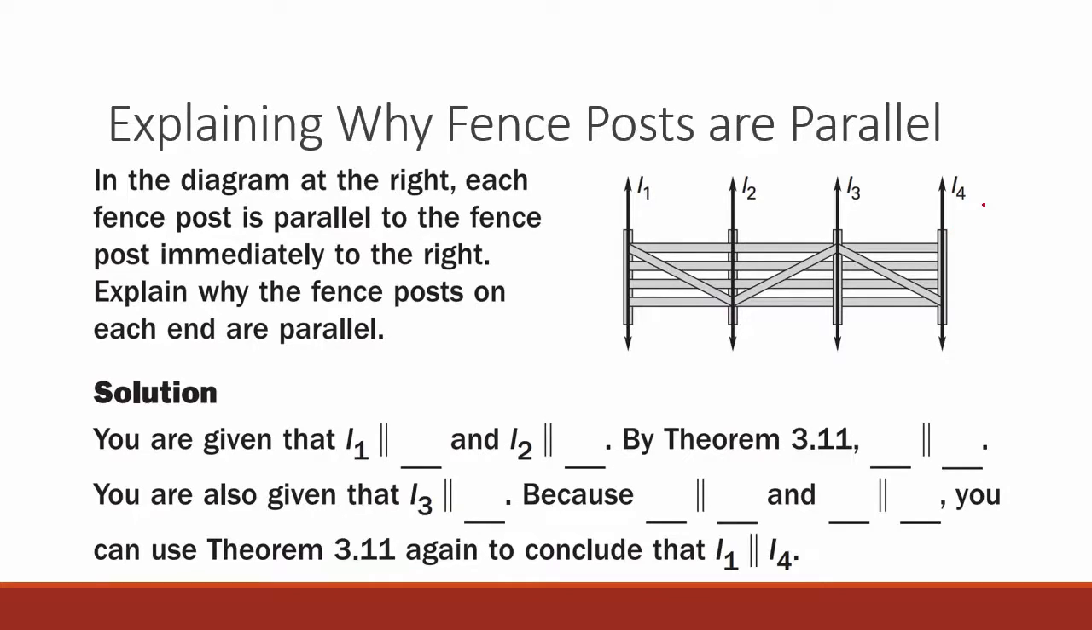So you're given that line 1 is parallel to line 2, and line 2 is parallel to line 3. By theorem 3.11, we can say that line 1 is parallel to line 3 by getting rid of the middle guy, because line 2 is in both of these statements. And then you are also given that line 3 is parallel to line 4. Because line 1 is parallel to line 3 and line 3 is parallel to line 4, we can get rid of the middle guy, which is line 3, and use theorem 3.11 again to conclude that line 1 is parallel to line 4.